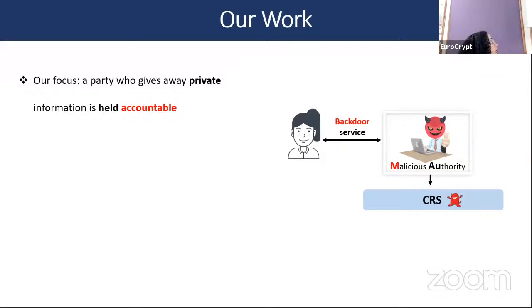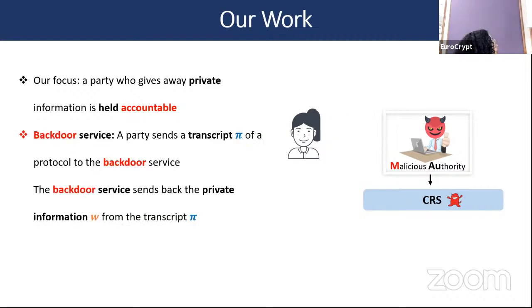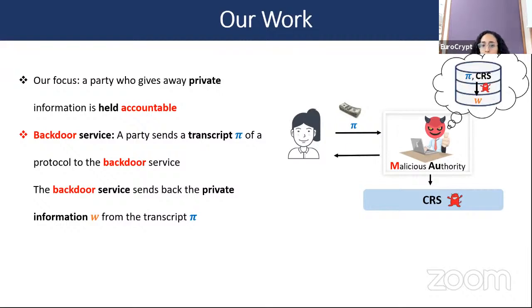So if you look at the picture, we have a malicious authority who generates the CRS and also sets up a backdoor service. So what is this backdoor service? In the backdoor service, we have a third party, it could be anyone, basically, that sends transcripts of the protocol to the backdoor service, and gets back the private information that the backdoor service extracts from this transcript, okay?